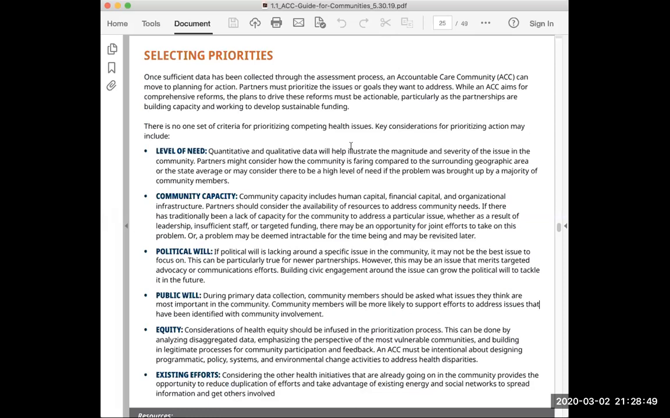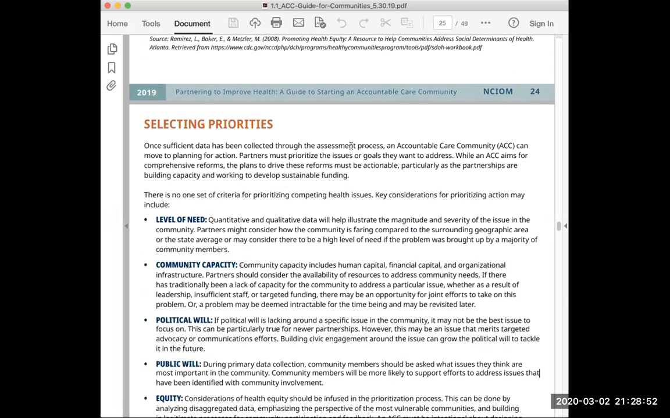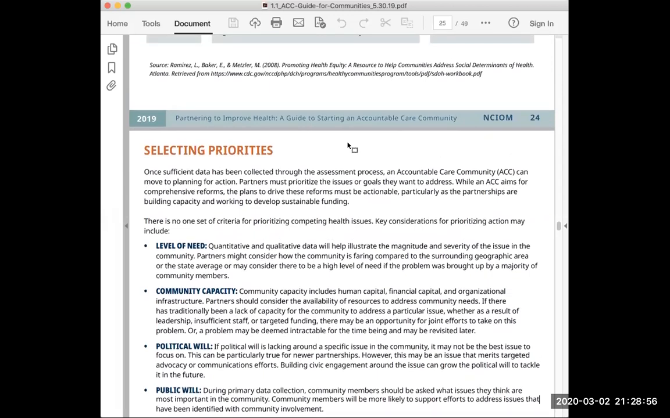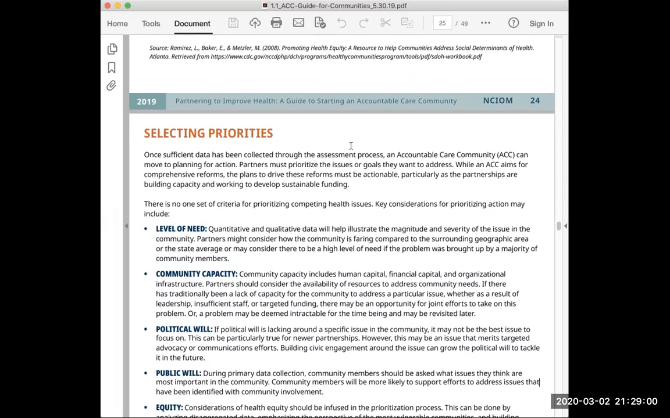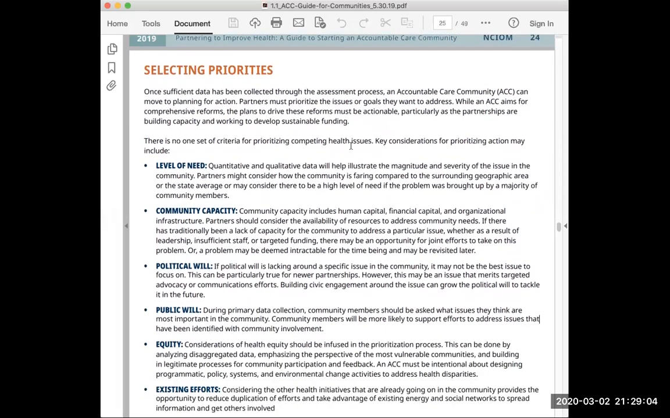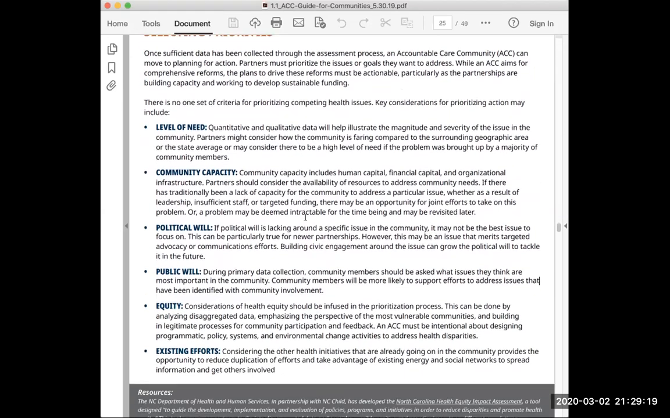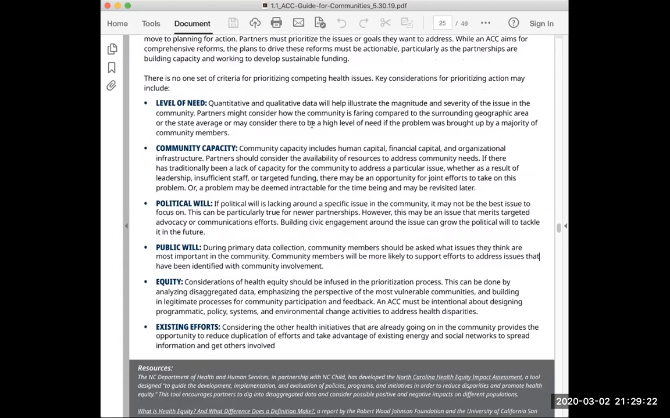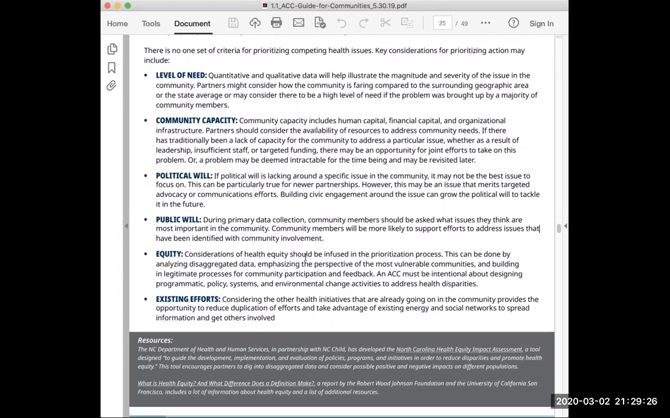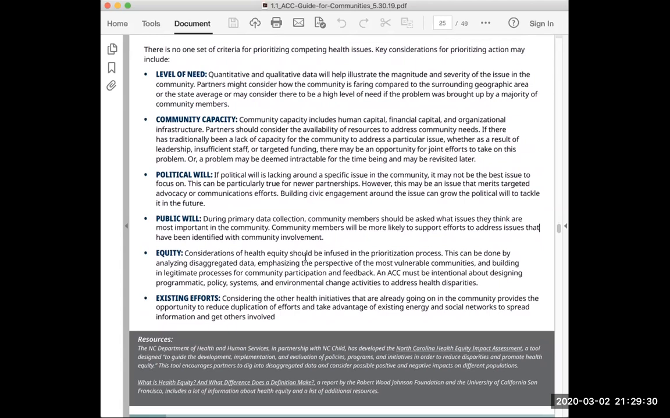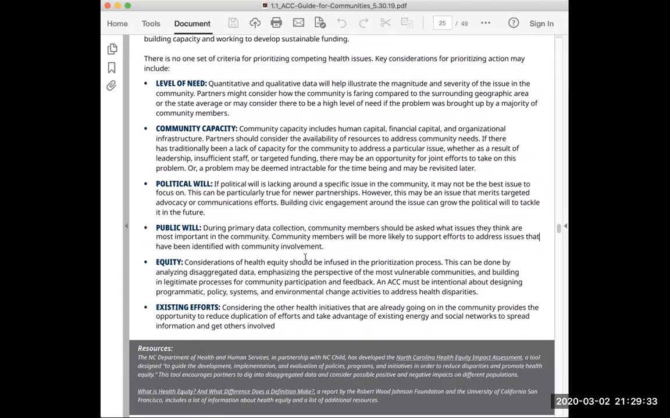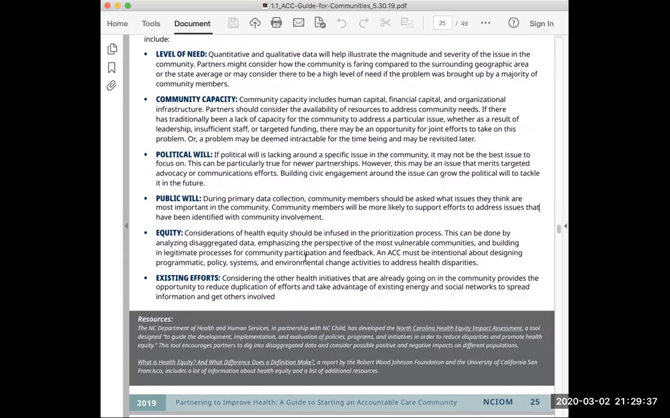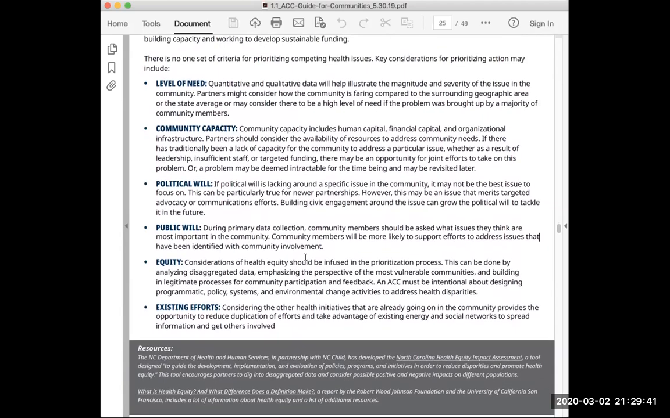One of the documents that was included in the original case problem is Partnering to Improve Health, a guide to starting an accountable care community. That document was in the original files, and in there, they have some information about why ACCs need to think about how to prioritize the issues or goals they want to address. And they provide some sample criteria that they consider important in reflecting on the priorities. As your group starts to set goals for what its ACC might do, I think it would be helpful for you to refer to this document and consider what they've identified as potential criteria.